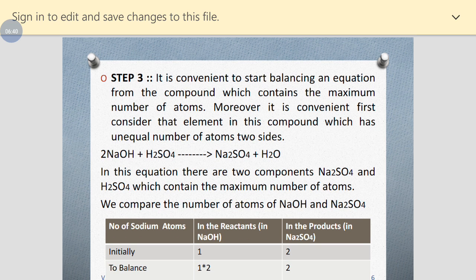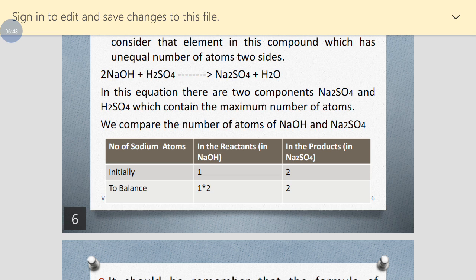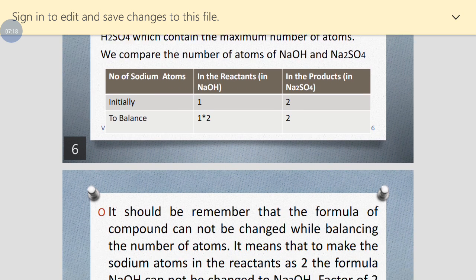We compare the number of atoms in NaOH and Na2SO4. You see the following table: number of sodium atoms in the reactants in NaOH and in the products in Na2SO4. Initially, the number of atoms of sodium in NaOH is 1, while in the products the number of sodium atoms is 2. For balancing the equation, therefore, we multiply by 2 for sodium, so the number of atoms of sodium becomes 2.